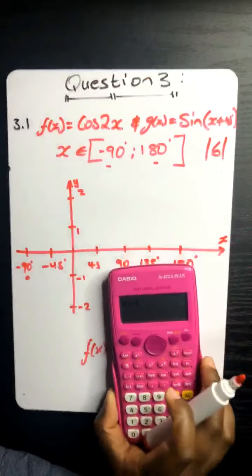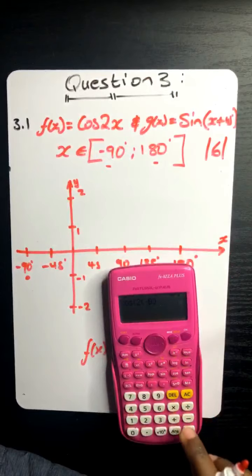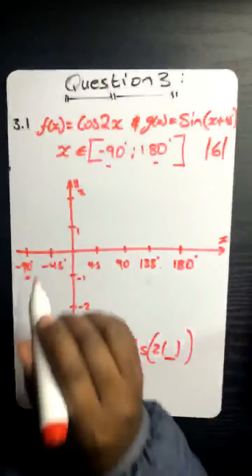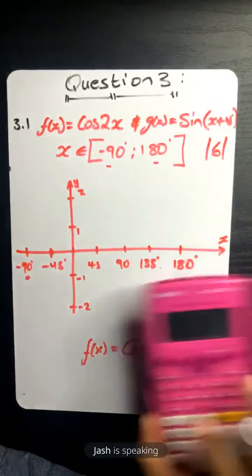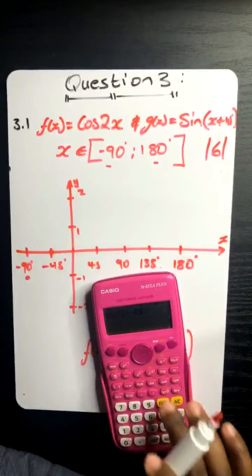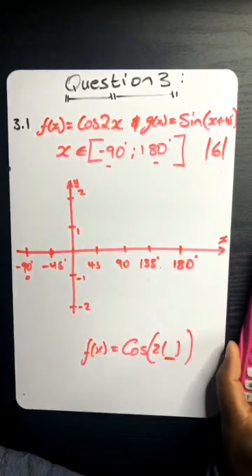It's 1. Let's see, what about negative 45? I'm getting 0. What are you guys getting? Someone is getting 0. What about angle 0 there? I'm getting 1. What are you guys getting?